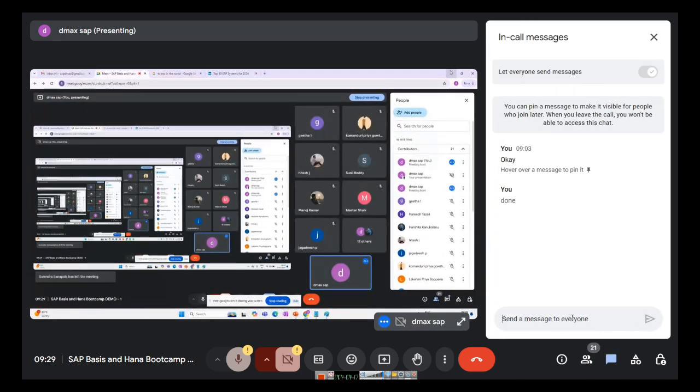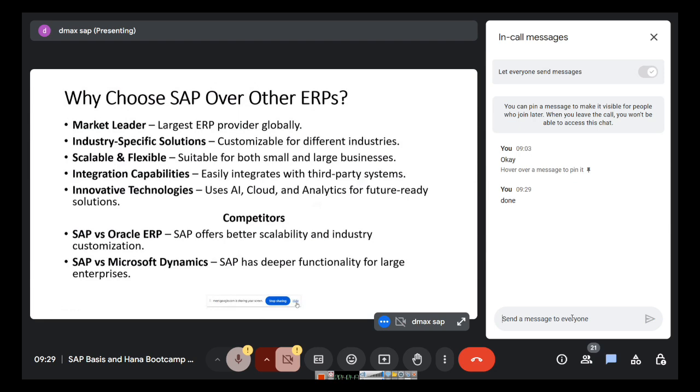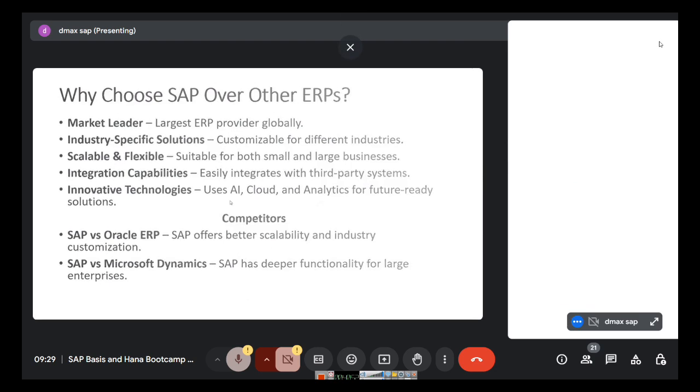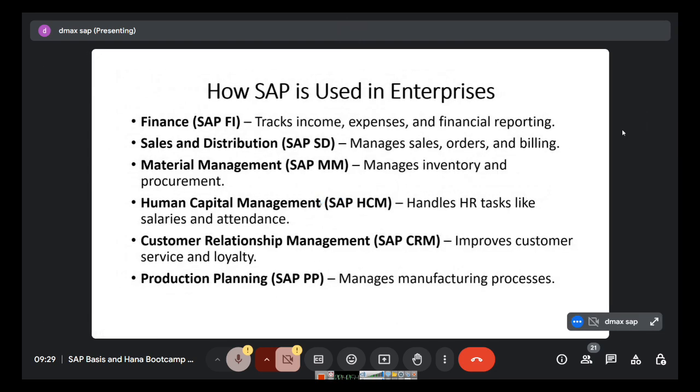Okay, they are getting added. Fine. So next to this, how SAP is used in enterprises.